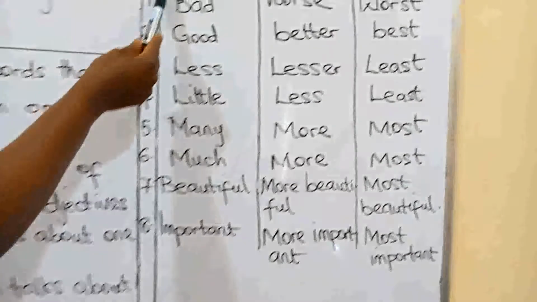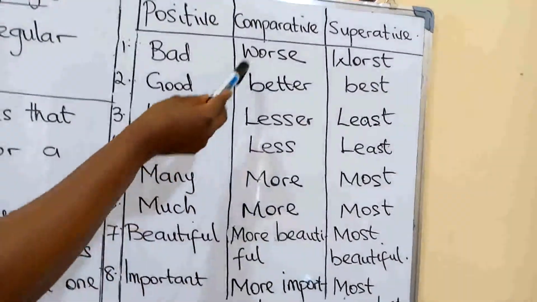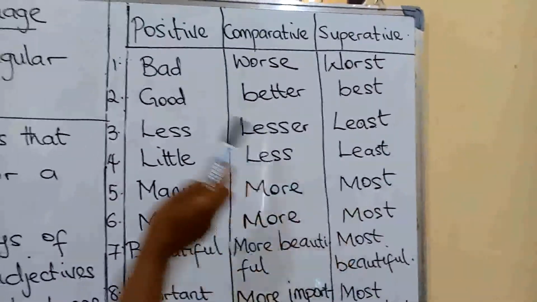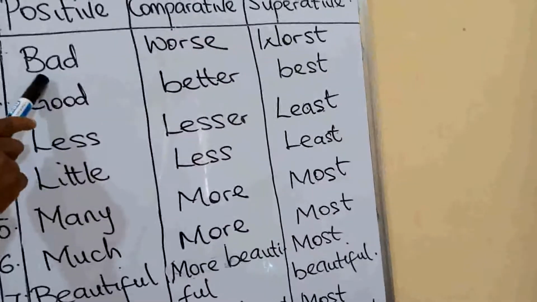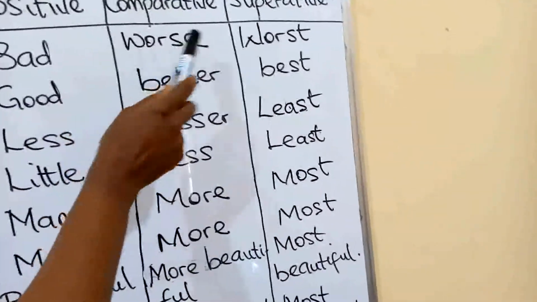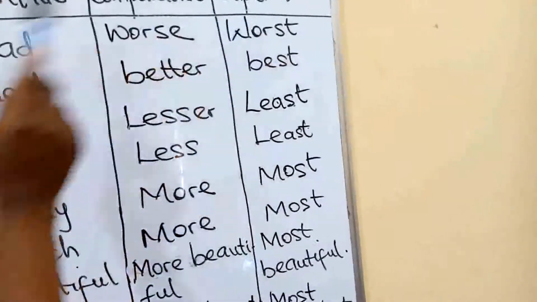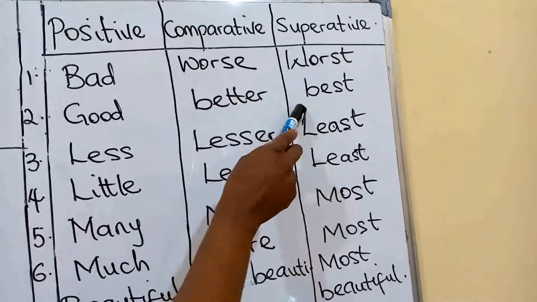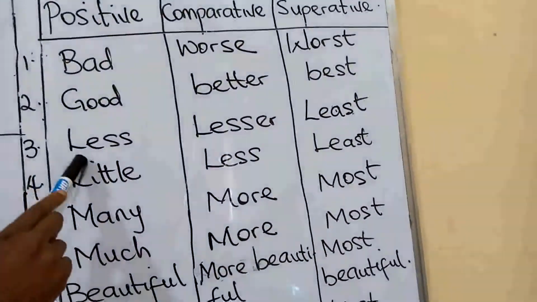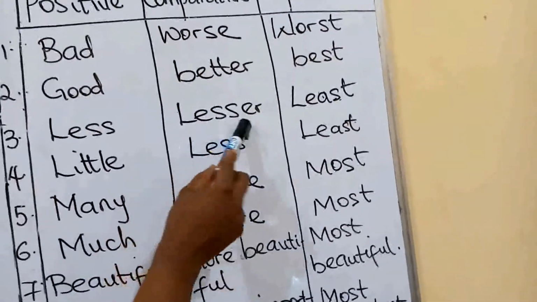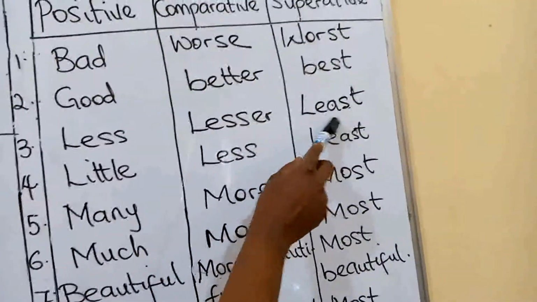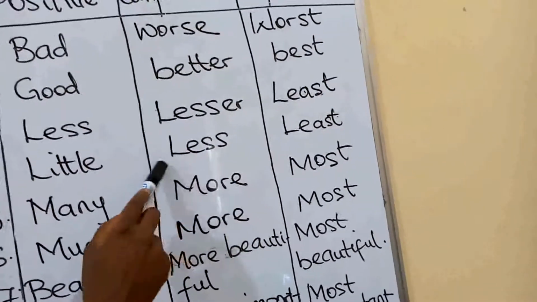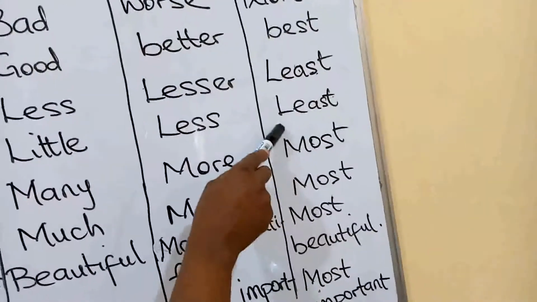I gave you some words on the board, and we had to look for the comparative, which is 2, and the superlative, which is 3 or more than 3. For example, number 1, bad. The comparative there is worse, and the superlative is worst. Number 2, good. The comparative is better, and the superlative is best. Number 3, less. The comparative is lesser, and the superlative is least. Number 4, little. The comparative is less, and the superlative is least.